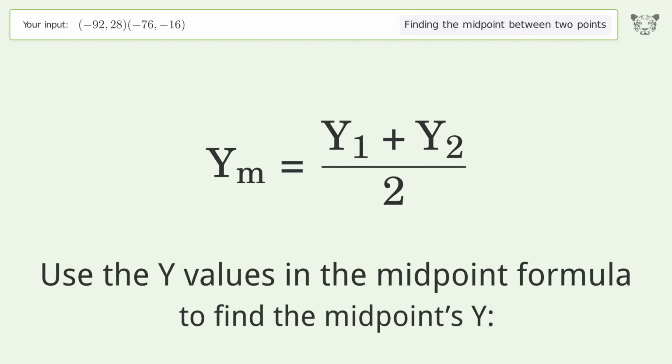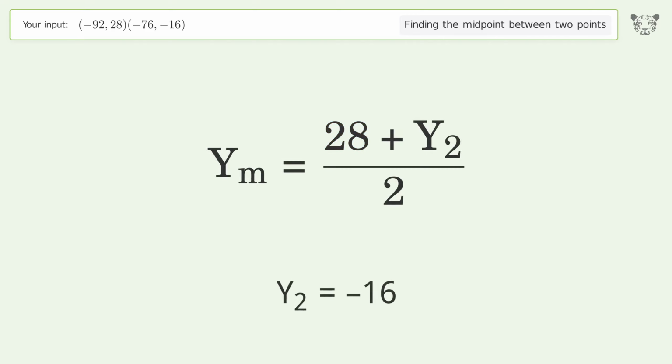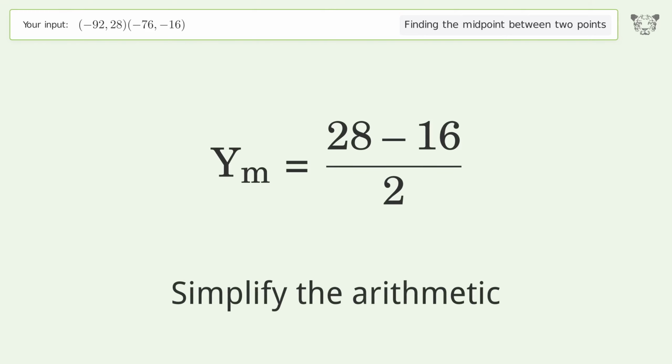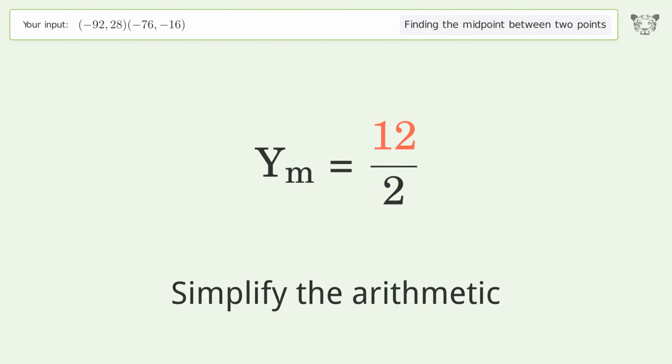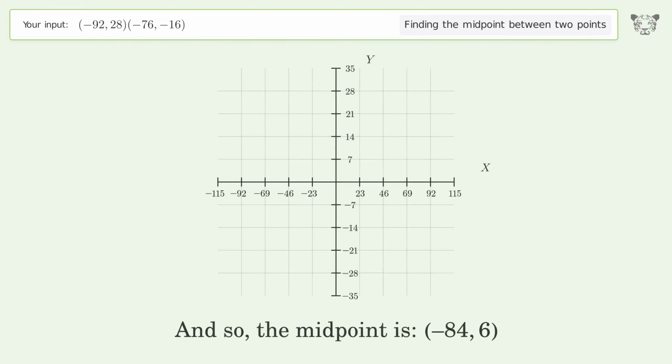Use the y values in the midpoint formula to find the midpoint's y. y1 equals 28. y2 equals negative 16. Simplify the arithmetic. And so, the midpoint is negative 84, 6.